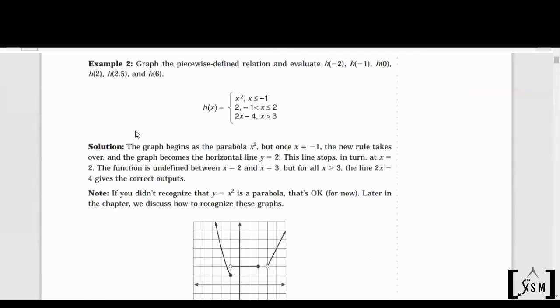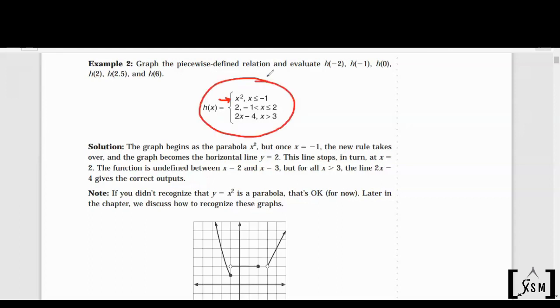Let's have a look at example 2. Question is saying, graph the piecewise defined relation and evaluate these values. So first of all, we'll graph this relation. So this relation is called piecewise relation because it has different pieces. Function h(x) is x square when x is less than or equal to minus 1. Function h(x) is 2 when x value lies from negative 1 to 2. And it is 2x minus 4 when x value is greater than 3. So this kind of function is called piecewise function.